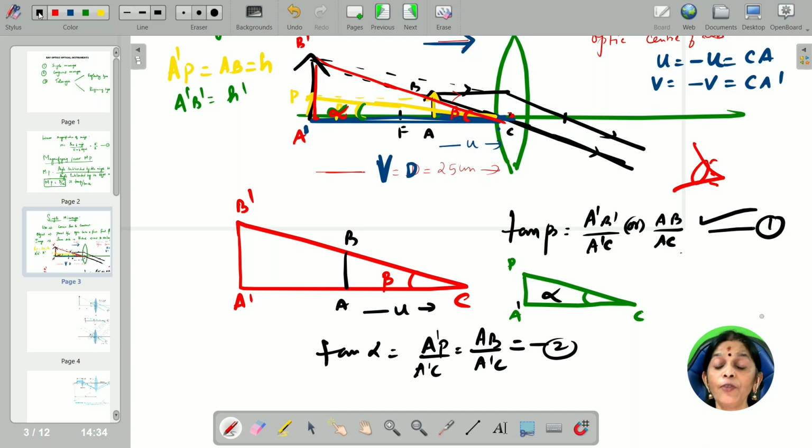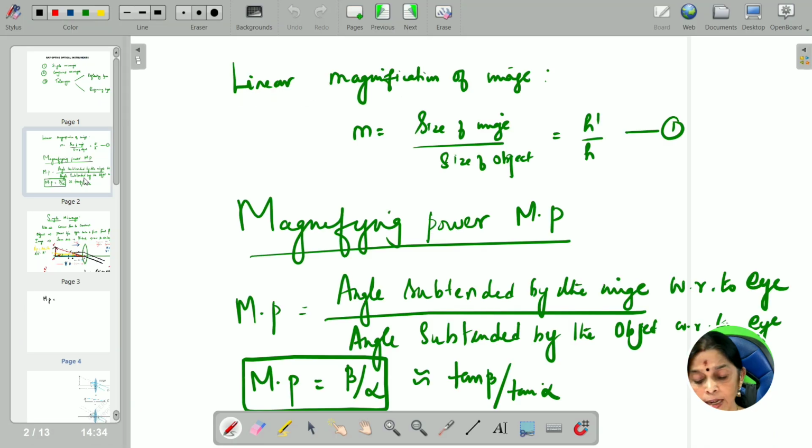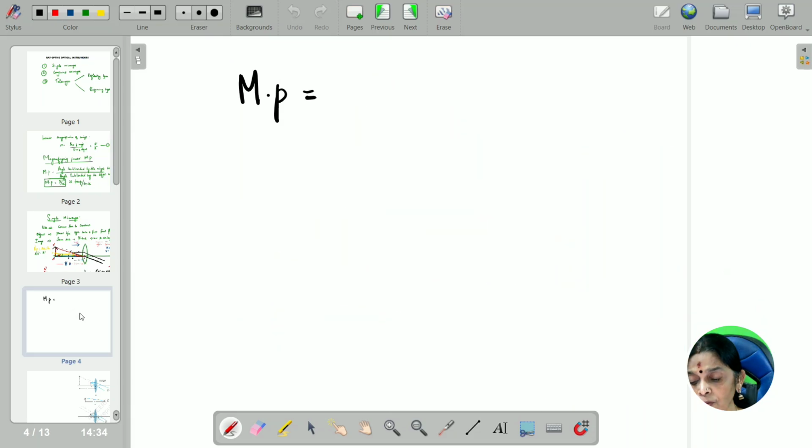So therefore magnification power I am going to find out. How will you find out the magnification power? Let us go to the next page. Magnification power is defined as beta by alpha. Just now we saw, same thing we are going to have: beta by alpha. For small angles I can write it as tan beta by tan alpha. That is all, children, very easy.